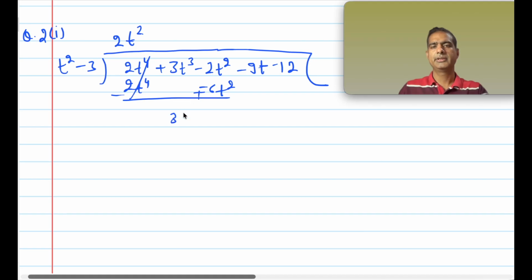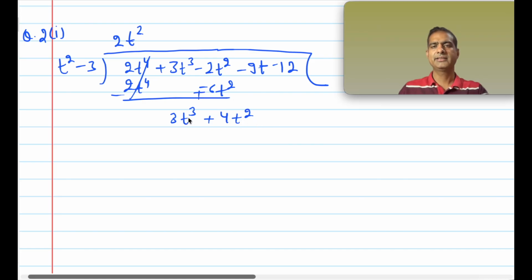So remaining will be 3t cube, and minus 2t square plus 6t square will be plus 4t square, as 6 is greater than 2 and its sign is positive. So answer sign will also be positive. So it is plus 4t square.